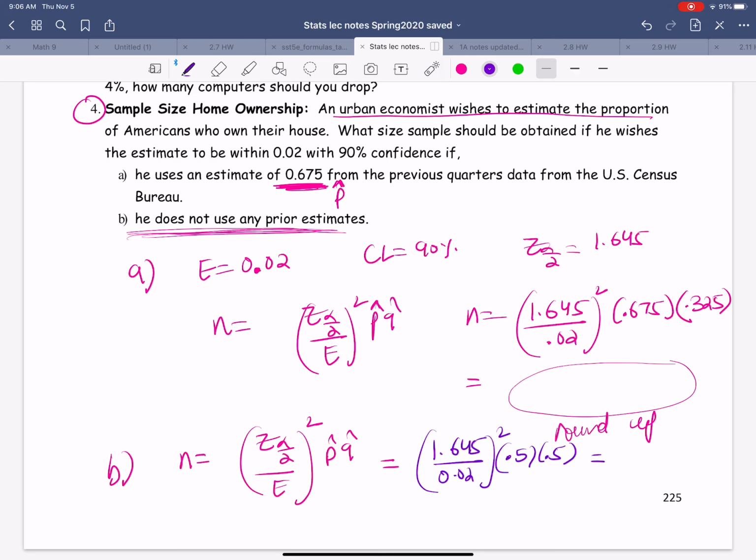And again, go ahead and simplify it. Don't forget to round up, and that would be our estimated number of people. And that's all for our sample size. In this section, we looked at constructing a confidence interval for proportions, as well as estimating a sample size when we're dealing with proportions.